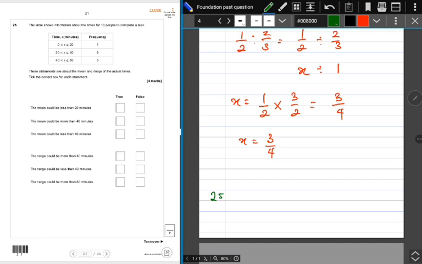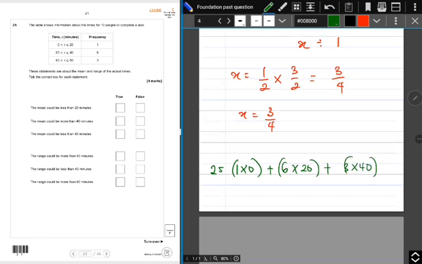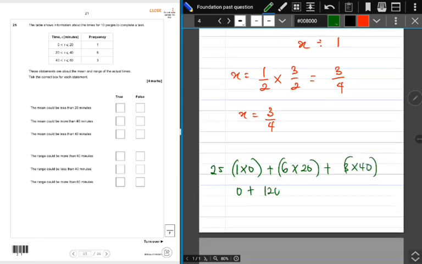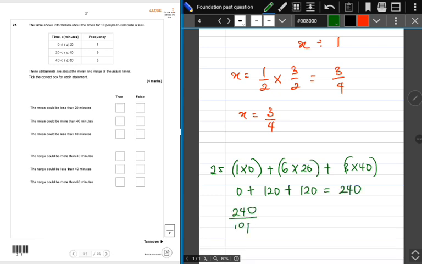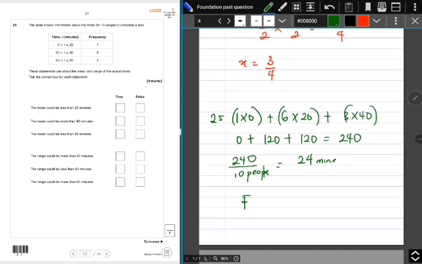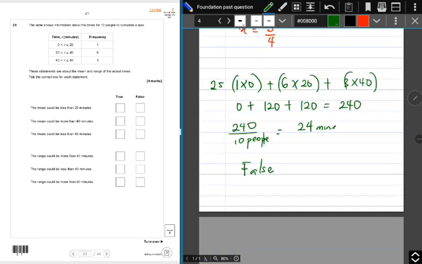For us to get the first one, it's frequency multiplied by the time, which is 1 times 0 plus 6 times 20 plus 3 times 40, which is going to give us 0 plus 120 plus another 120, which is going to give us 240. So this is going to be 240 over the 10 people, which is going to be 24 minutes. So he said the mean could be less than 20 minutes. If you say the mean is actually less than 20 minutes, that is false because it's greater than 20 minutes. So let's do this A.